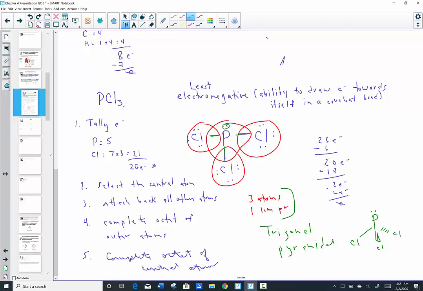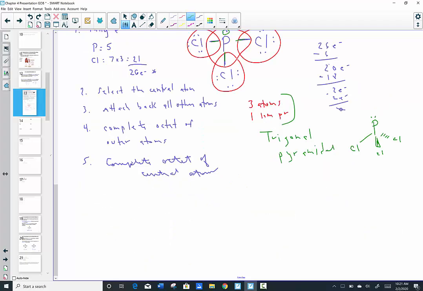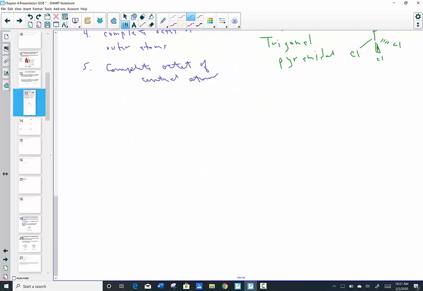What's next to draw? We're going to look at CH5N. That's our next example. So this is interesting. We've got CH5N. Again, a molecular formula tells us how many of each we have, but no idea of connectivity.